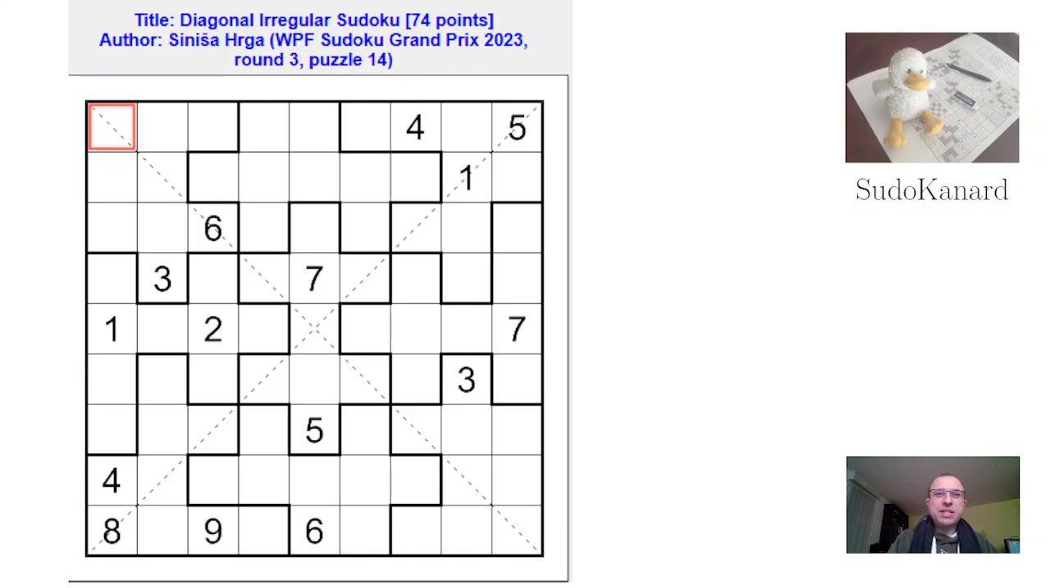We're here to solve this diagonal irregular Sudoku by creation of Siniša Hrga. This puzzle was featured in the latest WPF Sudoku Grand Prix. It was worth 74 points, and I didn't attempt it during the contest because I'm not very good at irregular Sudoku.